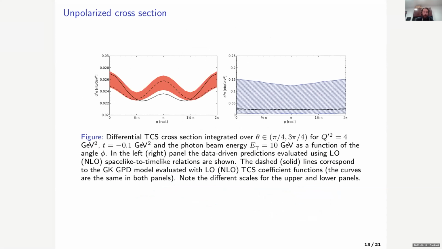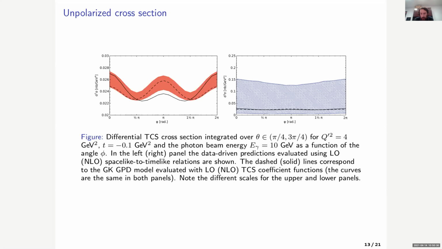All right, so what are our model independent predictions that I was mentioning? First, let us look at the differential cross section as a function of phi. On the left-hand side, this is a leading order prediction, this darker band, and we see that it's very close to the model prediction of Goloskokov-Kroll with leading order coefficient functions, and we also have the next to leading order coefficient functions shown. But on the right-hand side, you see that if you use the next to leading order relation between Compton form factors for DVCS and TCS, then you have a big uncertainty.